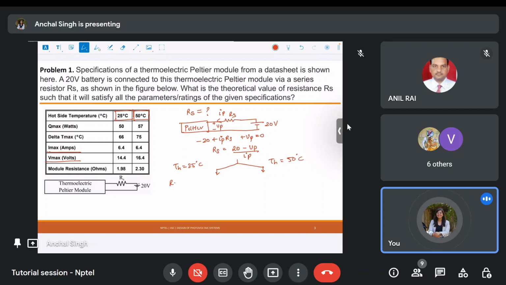Okay, so here Rs will be equal to (20 minus Vmax for 25, which is 14.4) by 6.4, and here it's (20 minus 16.4) by 6.4. So this comes out to be 0.875 ohms, and this comes out to be 0.5625 ohms. So we'll take the maximum value of the two, because we need to make sure that we don't cross any of these maximum ratings, right? So we'll take the maximum, that is, we'll take this value of Rs.